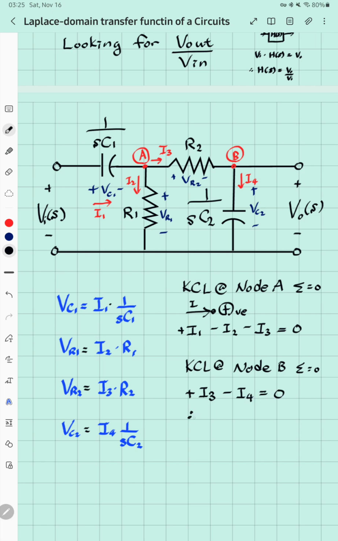So you can say I3 is I4, and wherever you see I4 you can replace it with I3. You can do that right here, so that will be I3 times 1 over SC2. And also you know that from node A, I3 is I1 minus I2.